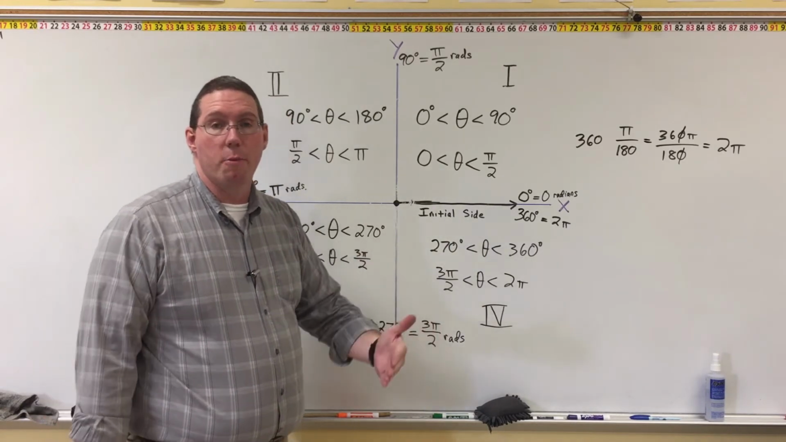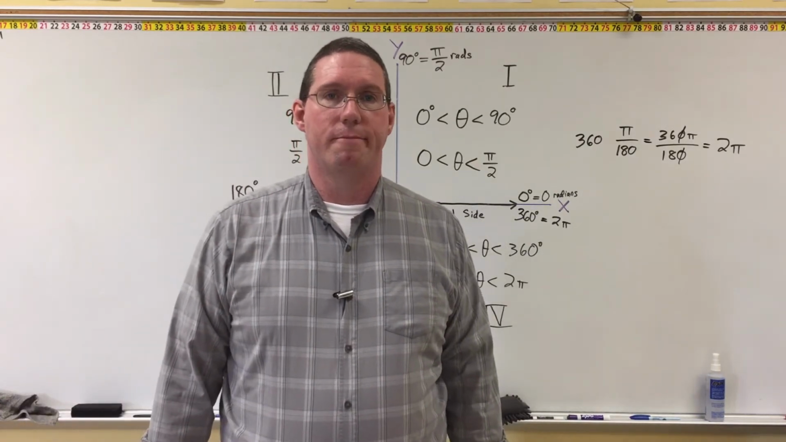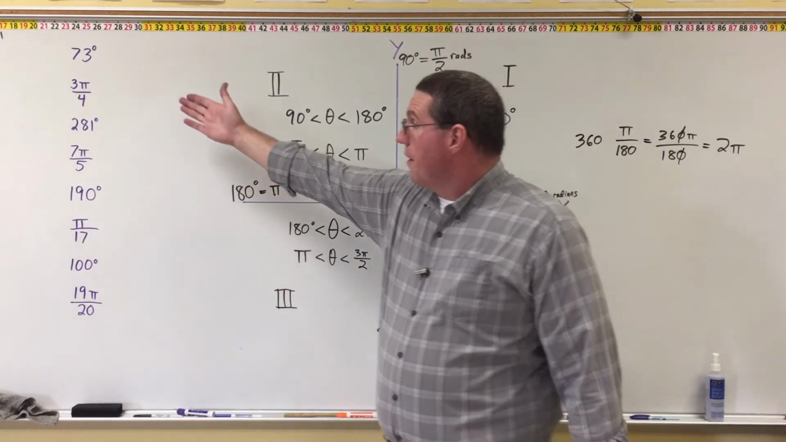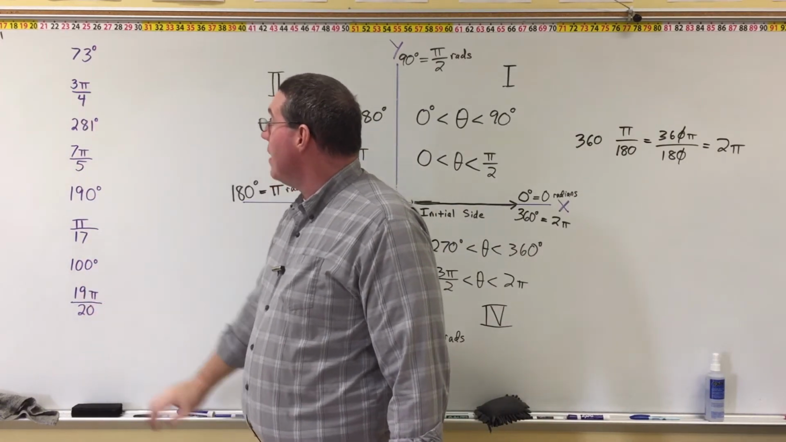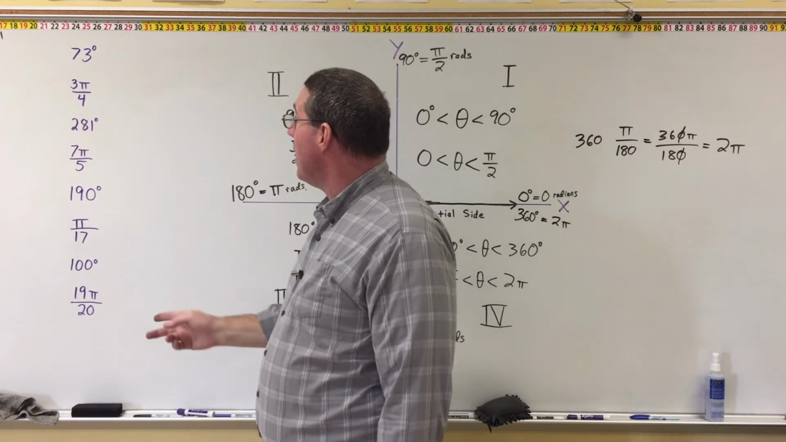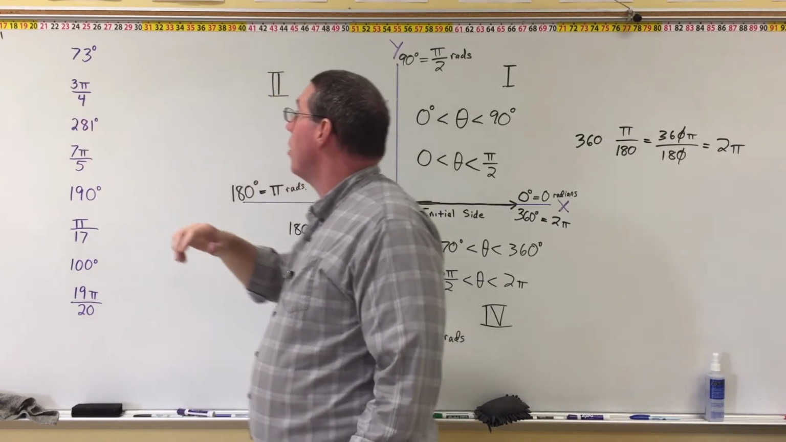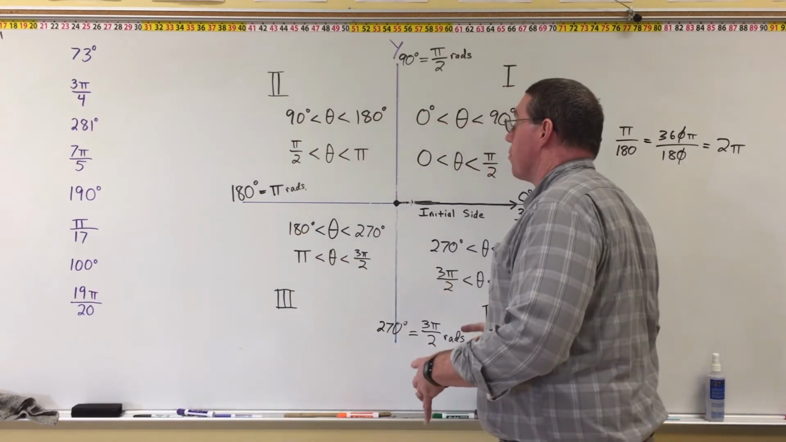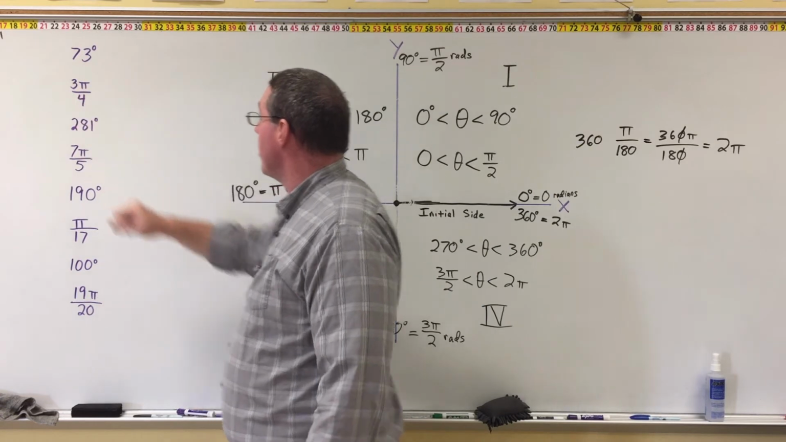And so what I want to do now is a few examples where I just give you an angle and you tell me which quadrant it's in. All right, so I've identified 8 different theta angles here. Let's say theta is a 73-degree angle, and we want to know where the terminal side is.